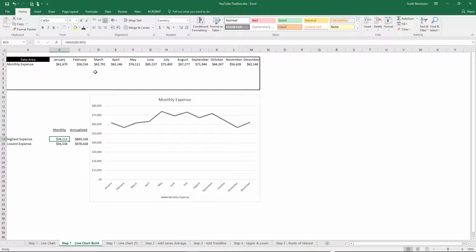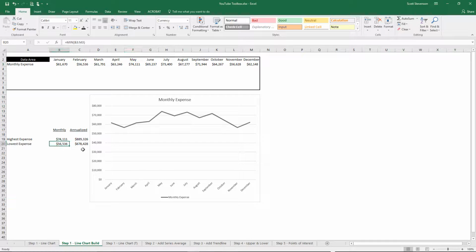For the highest expense, we use the max function in Excel and highlight the range of numbers we're looking at. So from January through December, what's the highest number? That's B3. B is the column, 3 is the row. M3, M is the column, 3 is the row. And it identifies in that range of numbers which is the highest number. Excel claims it's 74,111, which happens to correspond to May, and indeed that's the highest number.